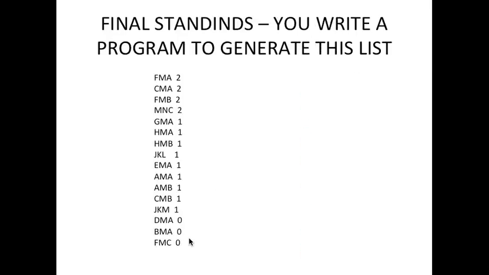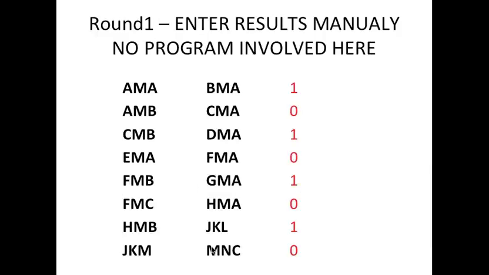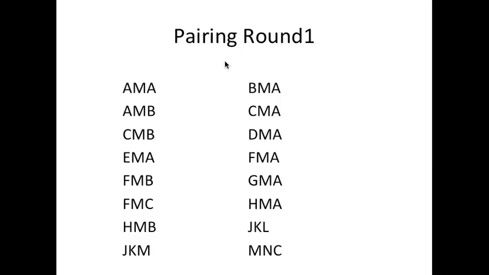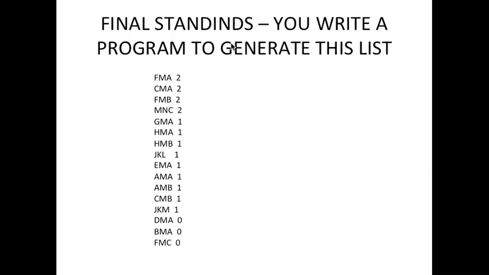Okay. And similarly, let's see if FMC lost both rounds. FMC lost because GMA won here. FMC, where is FMC? FMC lost here. You see that? So these are the programs you have to write. How many programs do you write in this? If you look at here, you write a pairing program 1, 2, and 3. You have basically written 3 programs so far. All right. So this is how the process works.